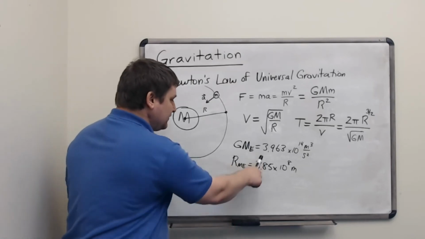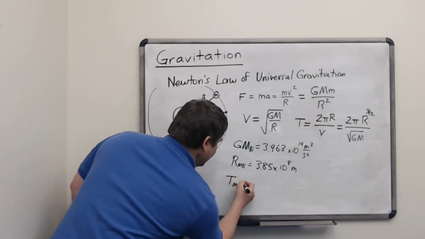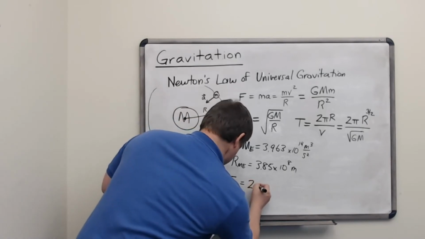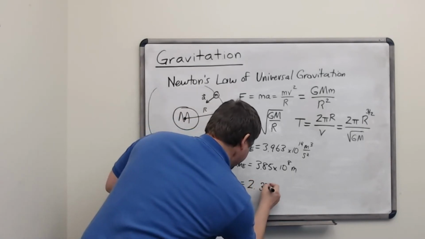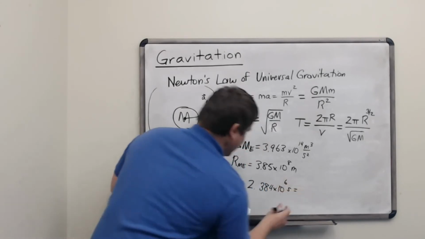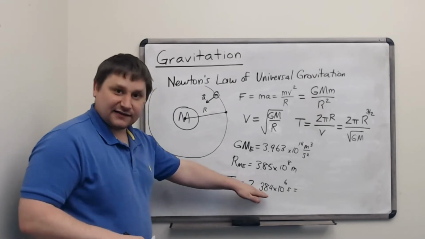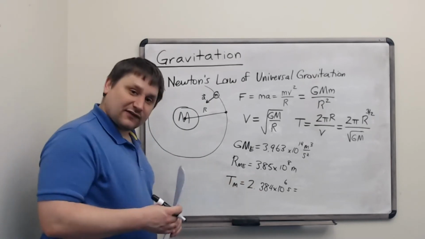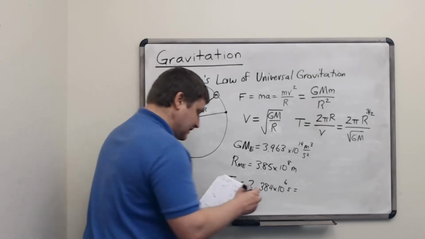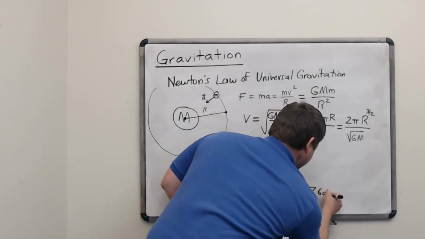If we take these two values and plug them into our prediction formula for the period of the moon's orbit, we get a time of 2.384 times 10 to the 6th seconds. Now that value might not seem so familiar to us because it's in seconds, but if we divide this by 3,600 and then divide it by 24 to convert it into days, the period is 27.6 days.